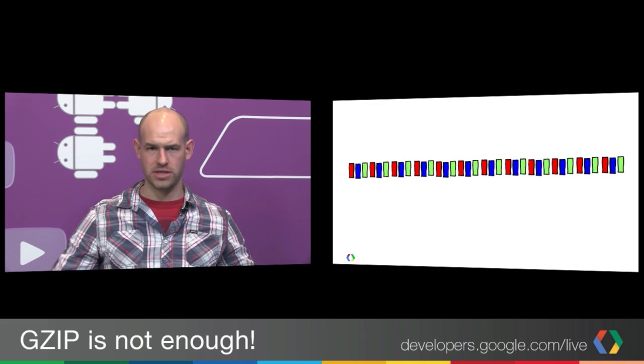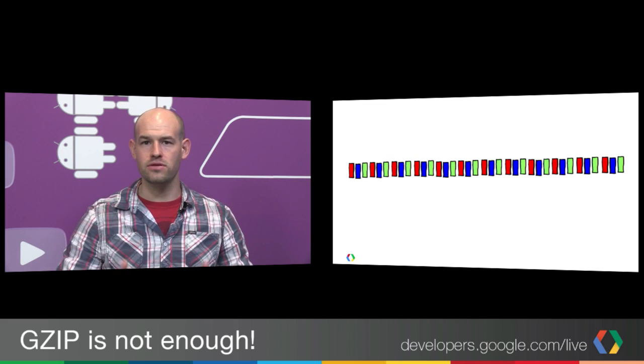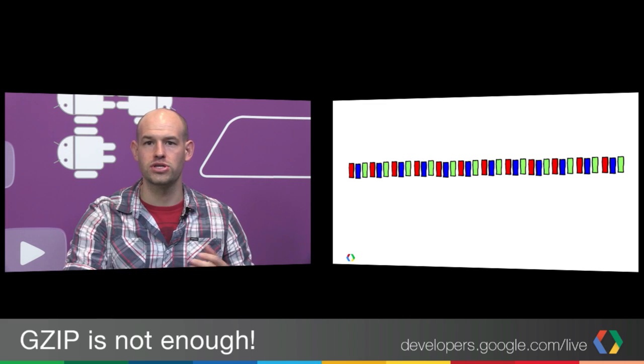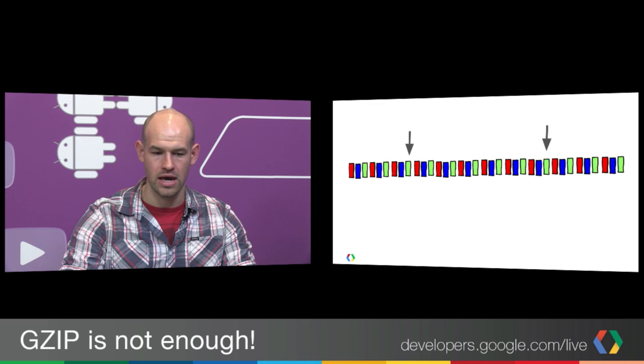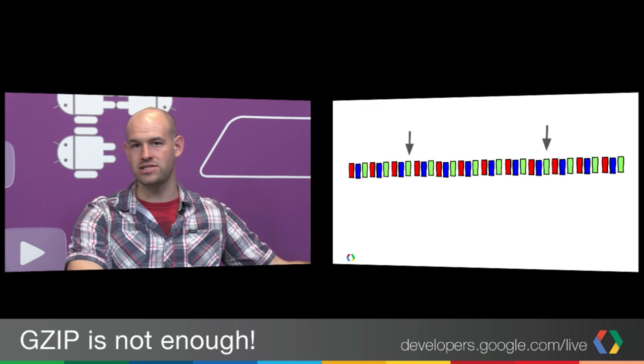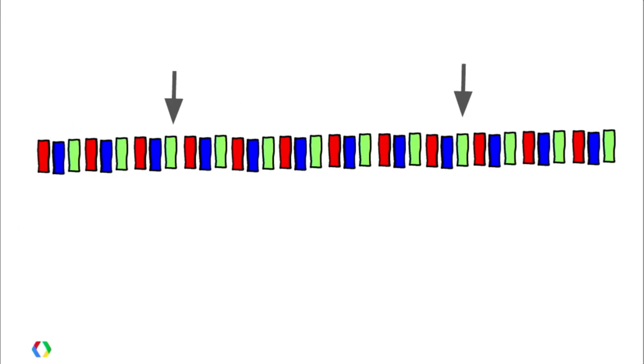So let's say we've got a bunch of pixel colors here, right? Remember, the LZ77 algorithm is going to come through and it's going to try to find matches. So we've got a particular green pixel here and another green pixel that's identical to this somewhere previous in our data stream.